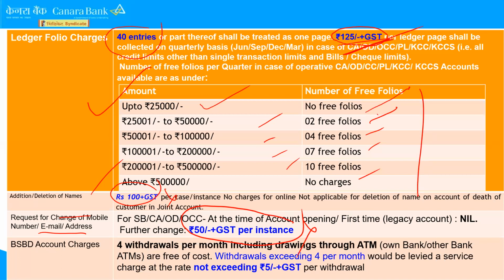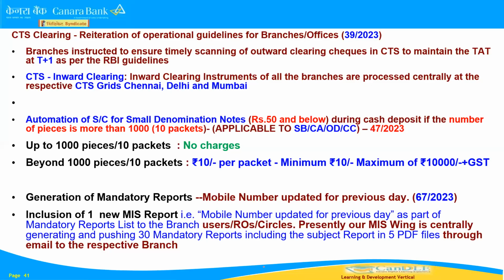Then BSBD account, Basic Savings Bank Deposit account. 4 withdrawals per month including ATM. Including ATM, only 4 withdrawals are free. If they take beyond 4, then 5 rupees plus GST we will charge to the BSBD customer. Amount is important. 4 transactions, including ATM, also important. They will ask including ATM, excluding ATM. Including ATM 4 for BSBD.